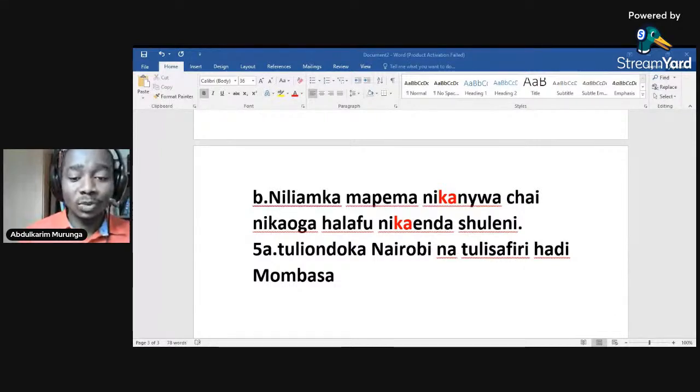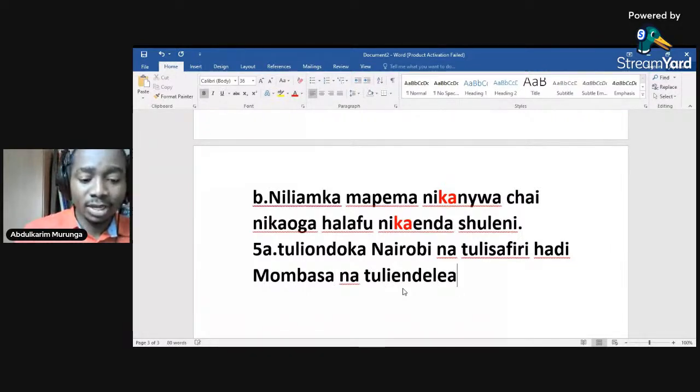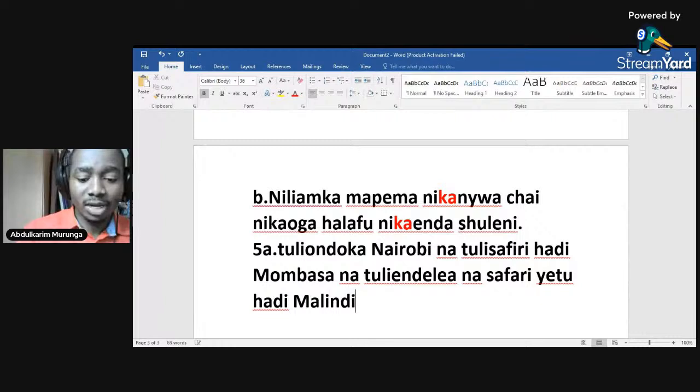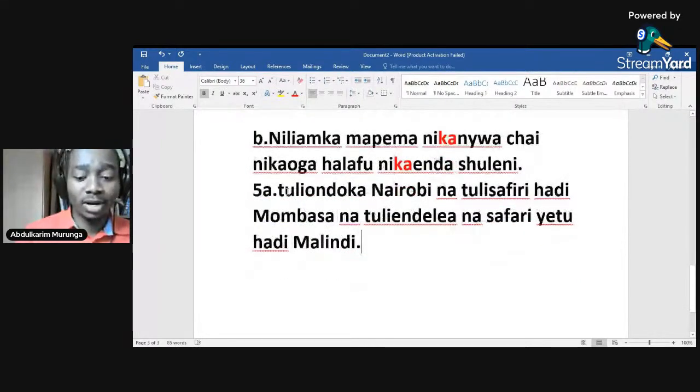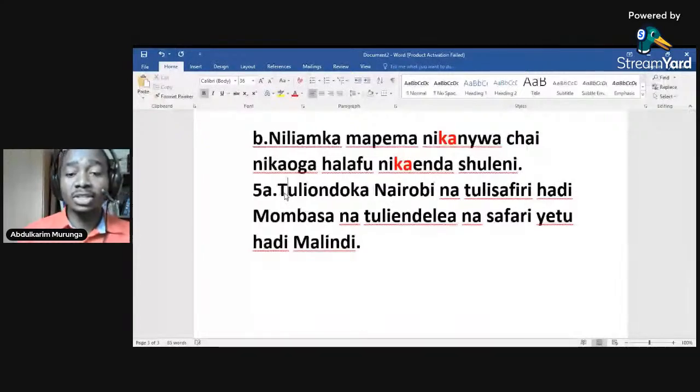Tuliendelea na safari yetu hadi Malindi. Tuliendelea na safari yetu hadi Malindi. Yeah, try this long one. Tuliondoka Nairobi. Tuliondoka Nairobi na tulisafiri hadi Mombasa na tuliendelea na safari yetu hadi Malindi.